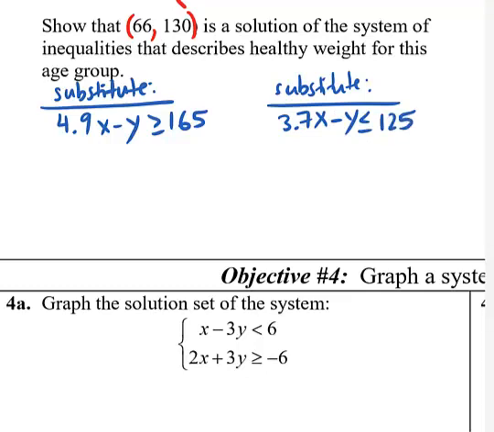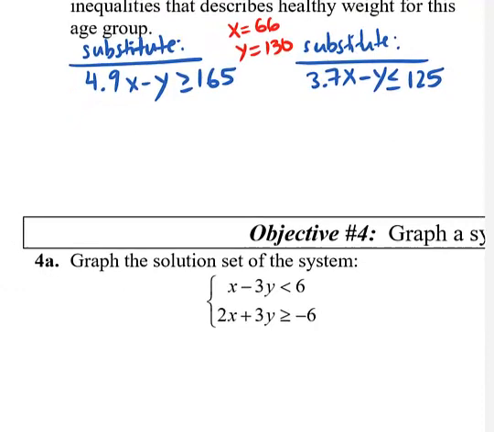So I'm going to put 66 for x. Let's see. Yeah, x equals 66 and y equals 130. And if this is a solution, I better get a true for both of them. So I'll put a 66 here, and a 130 here, a 66 here, and a 130 there. Let me see if I get true for both. This is 4.9 times x minus y.